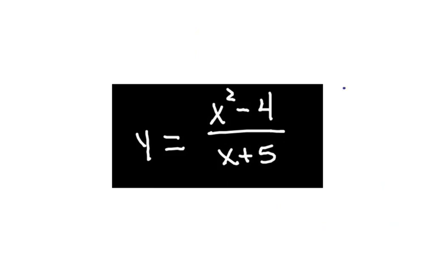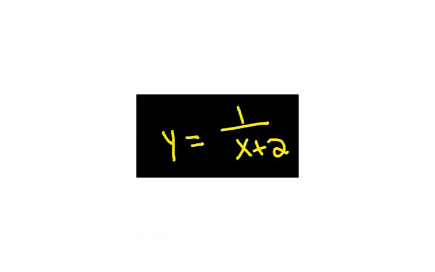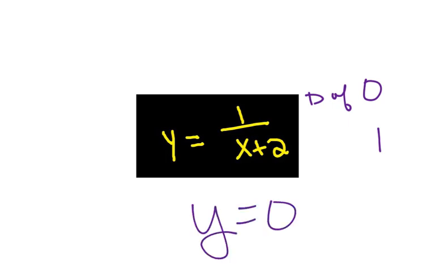Degree of the numerator is 2. Degree of the denominator is 1. Since the degree of the numerator is greater, there is no horizontal asymptote. What's the degree of your numerator here? If there is no x, it's going to be a degree of 0. A degree of 1 for the bottom. That means the denominator is greater, so y equals 0 is your horizontal asymptote.